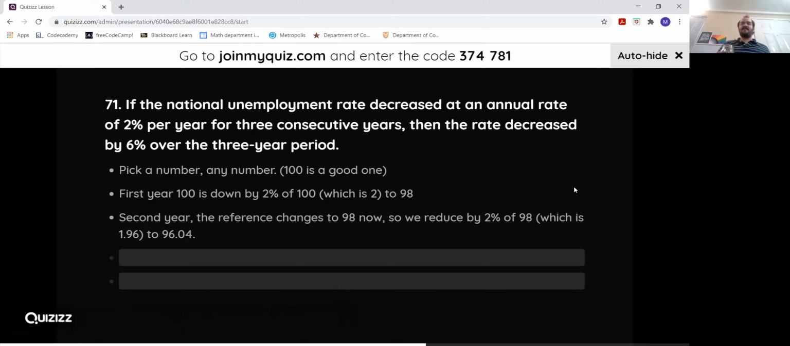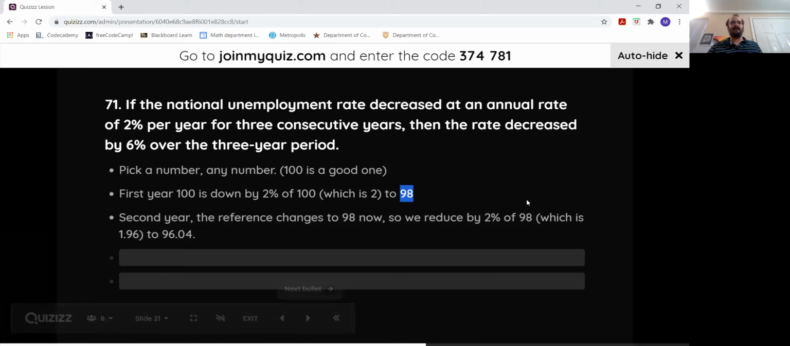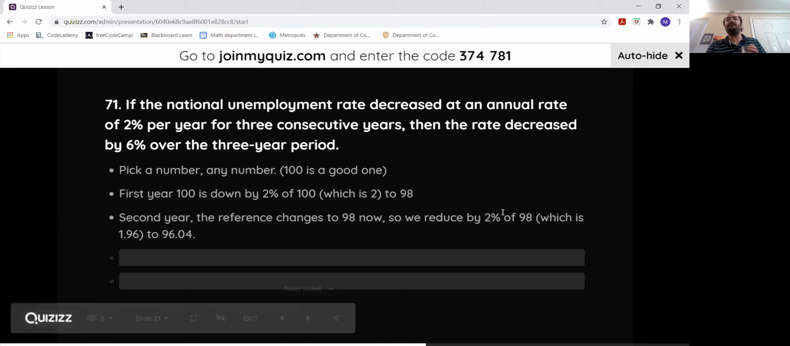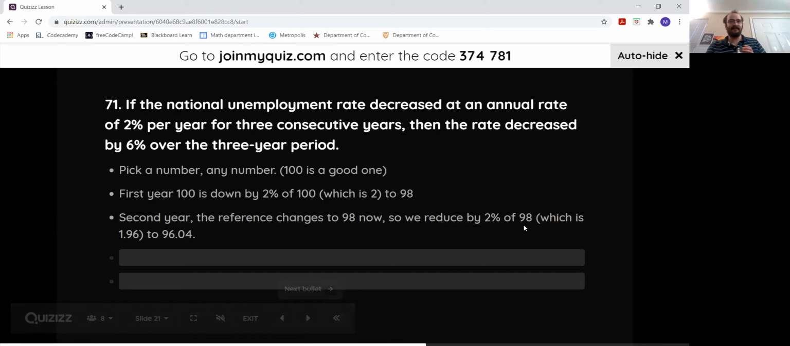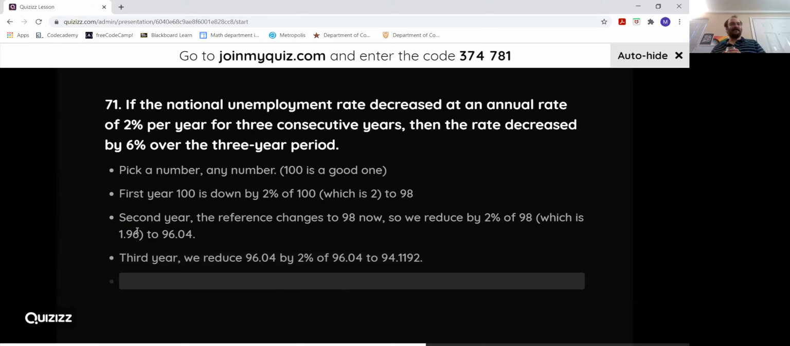My second year. Now this is what I think Richard was talking about: the reference value. Now we are not talking about 100 anymore. I am talking about the number I left off with, which is 98. So now I am changing my base, or my reference value. So now I'm taking 2%, not of 100, but of the 98. So now I'm only taking away 1.96. And if you notice, we're not going down by 2, we're going down by a little bit smaller than 2. Third year, 96.04 is where we left off, and we reduce it by 2% of the 96.04, and we get something like this.